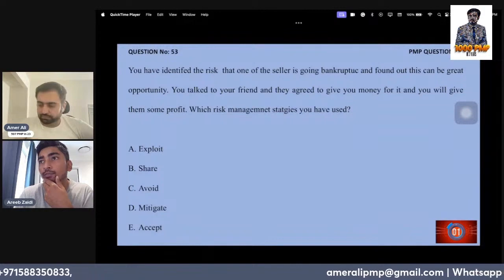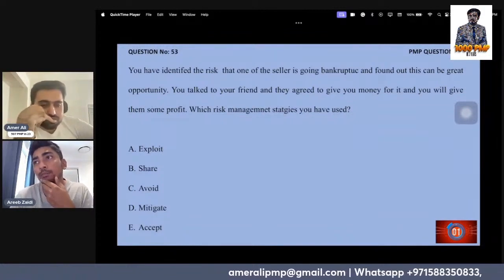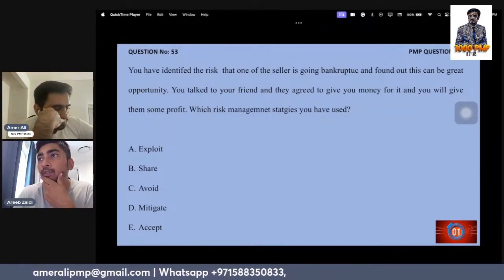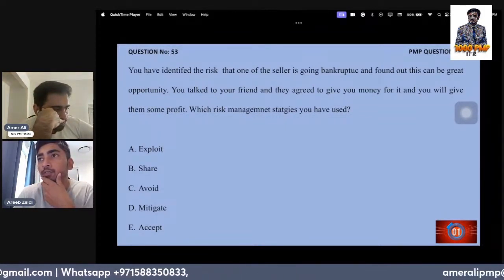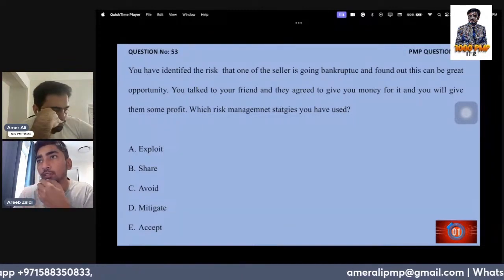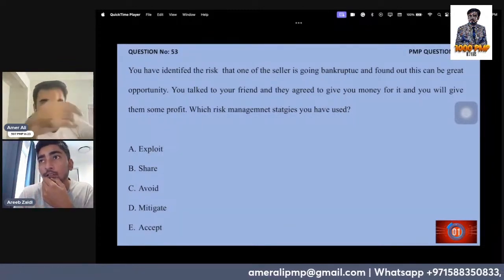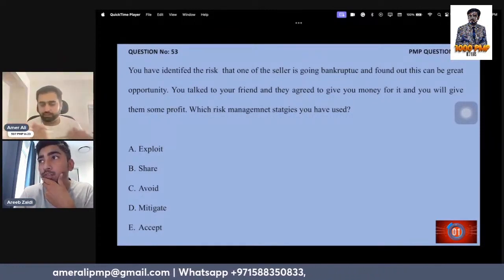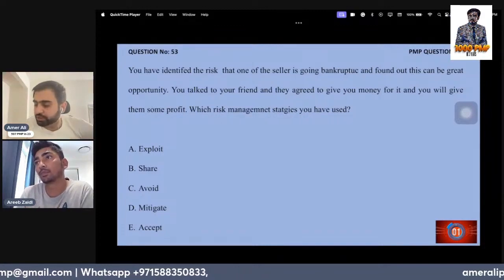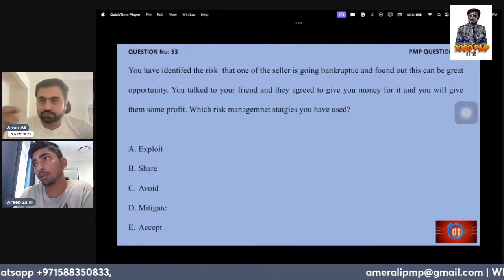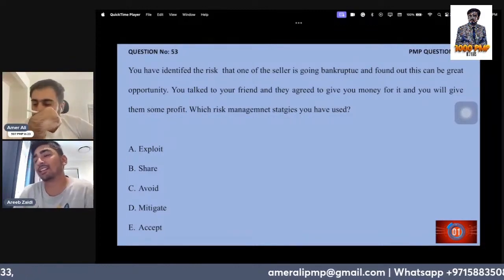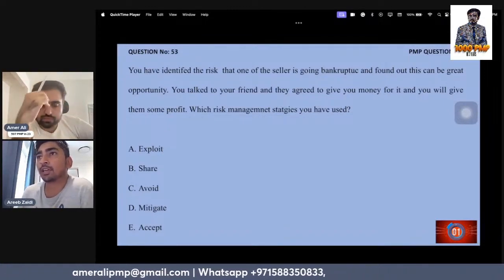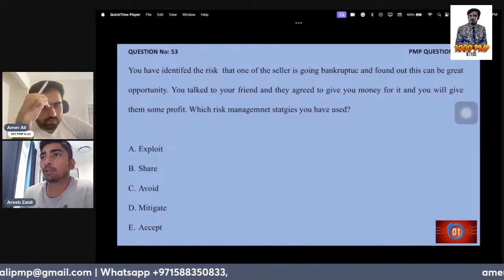Yeah, I think it's B. Why? Because it could have been exploiting, but B, because they're sharing the risk with a friend, and he's going to give that some profit, and if there's any loss, they're going to share it basically. Okay, how could it have been C, D, E, or A? Can you give us the scenario? The same question. It can be mitigating, but it's kind of mitigating the risk because he's not going to bear the whole loss that way.